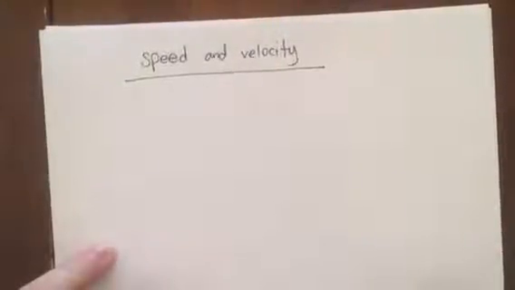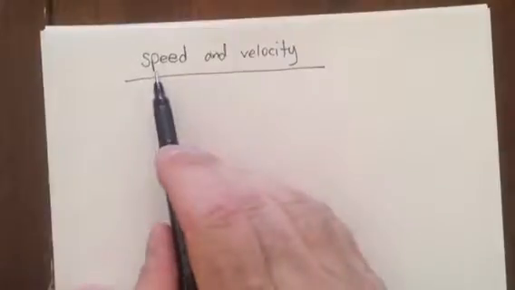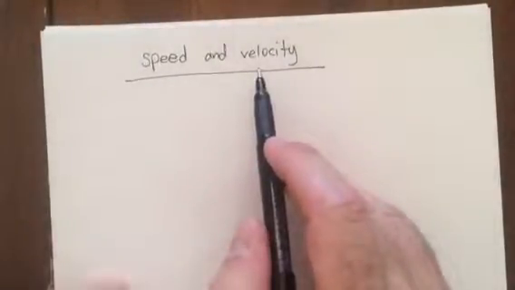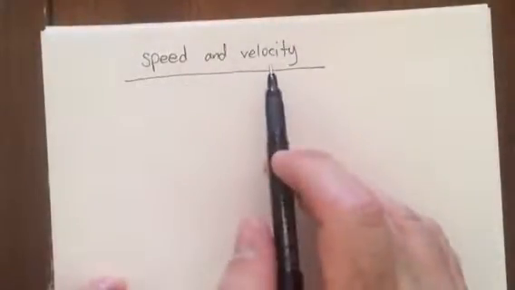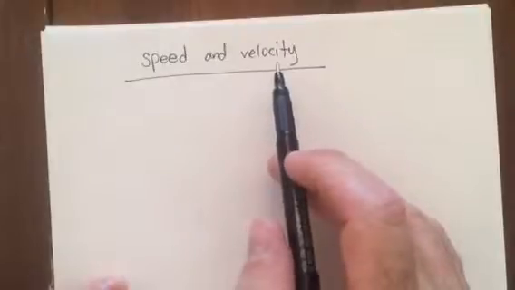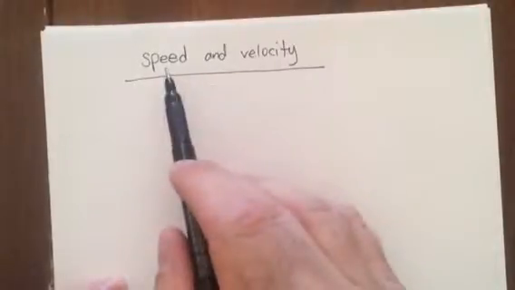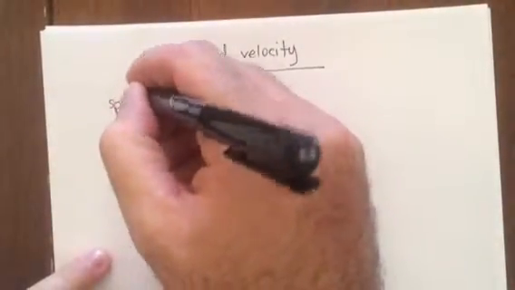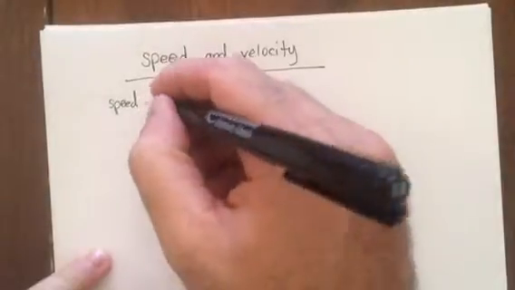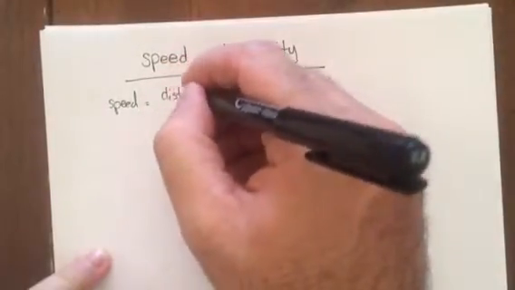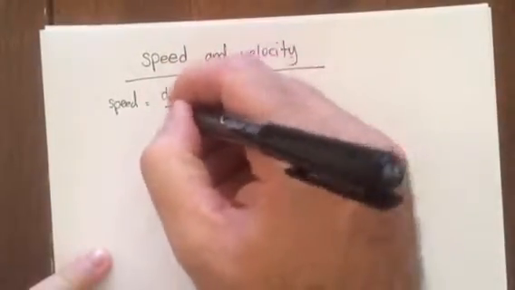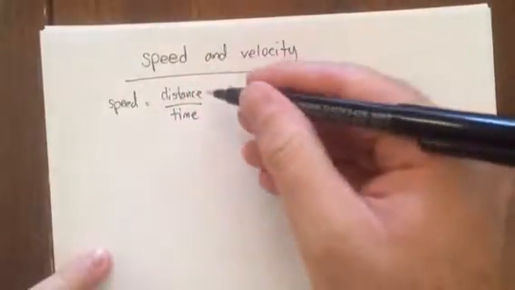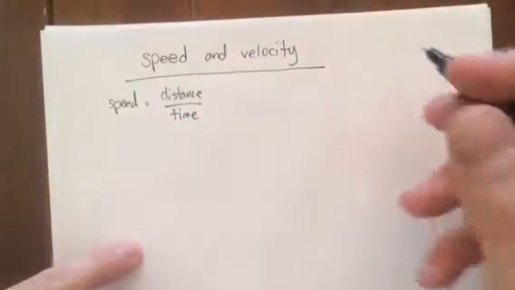Next up on our list of kinematic concepts of motion is speed and velocity. Now these are very similar to one another, but in the same way that distance and displacement are different, speed is different than velocity. So speed is what you would imagine. Speed, if we want to calculate that, is equal to going some distance in some amount of time, distance per time.